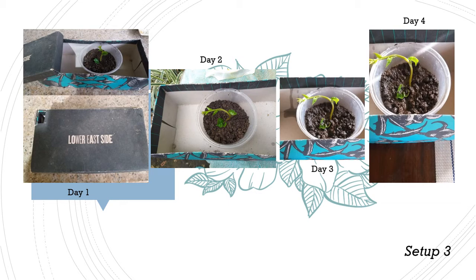Compared to the first day where the alugbati was still short and erect, on its fourth day, it grew a little bit longer but was bent towards the hole at the extreme side. It is as if the alugbati was going towards the light source since the auxin accumulated at the unlighted side.